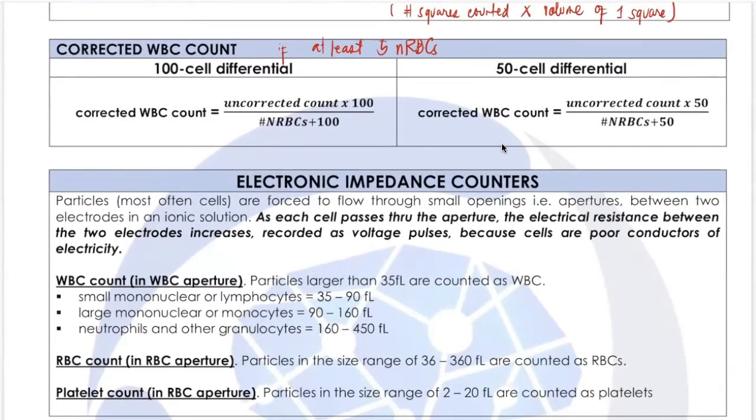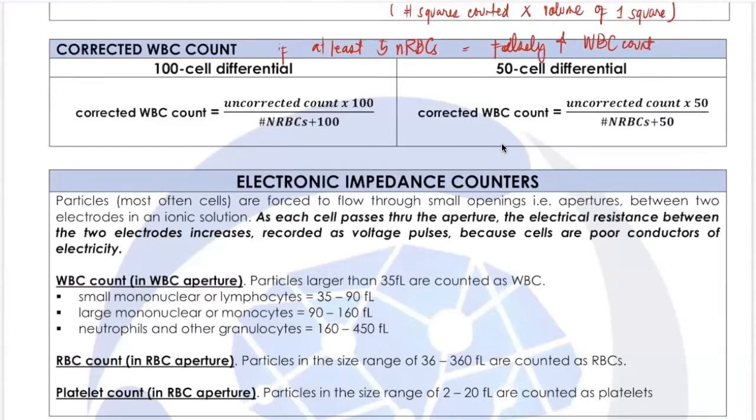Now, why do we have to do the correction for the WBC count? This is for the reason that nucleated red blood cells are actually counted as white blood cells. So it could falsely increase the WBC count, and thus we have to correct for that.